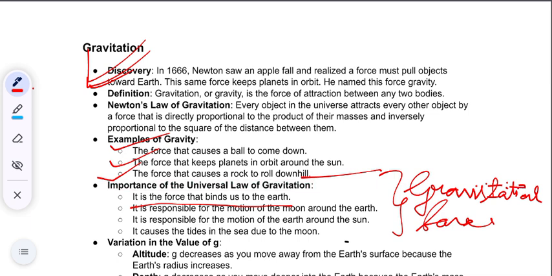Now, it is also responsible for the motion. Yes, motion of the moon around the earth. It is also responsible for the motion of the earth around the sun. Since the moon also orbits around the earth in the same way the earth orbits around the sun. Okay, it is gravity. Here also gravitational force is used. Now, it causes tides in the sea due to the moon.